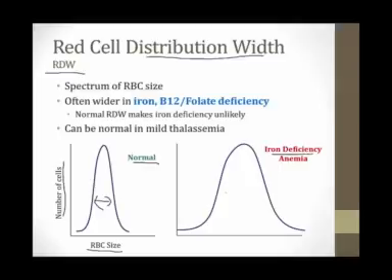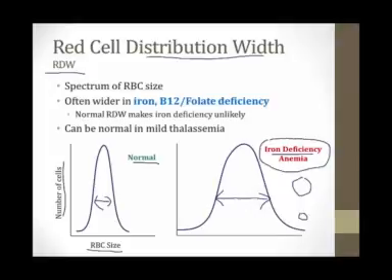In iron deficiency, the distribution width becomes much wider. That's because some cells are able to find enough iron to form normal amounts of hemoglobin. Those cells will be normal in size. Other cells have very deficient levels of iron and deficient levels of hemoglobin, and they will be very small. Thus, the distribution of sizes becomes much greater in patients who have iron deficiency anemia.